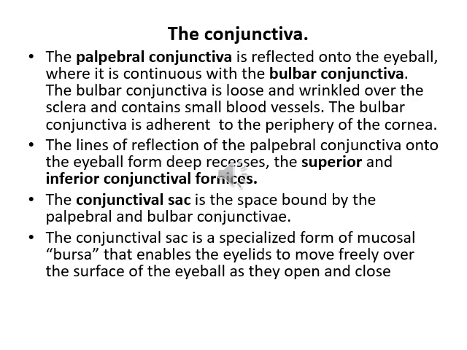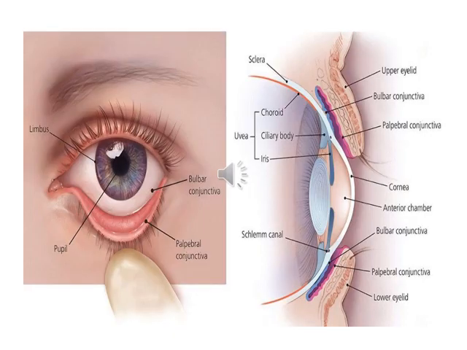The conjunctival sac is the term given to this space bound by palpebral and bulbar conjunctiva. It's important because it acts like a mucosal bursa. It enables the eyelid to move freely over the surface of the eyeball as they open and close.